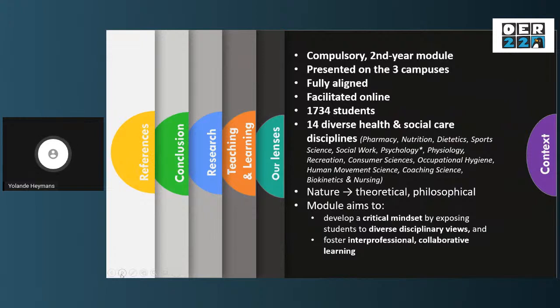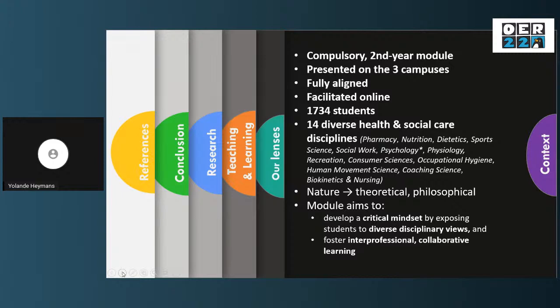So within this context, our university has about 58,000 students in all modes of delivery, and we have 3 campuses, one in Mafeking, which is in our province, one in Potchefstroom, that's where I am teaching, and then one in Gauteng, the Vaal Triangle campus. And I teach a compulsory second-year module. It is presented on the 3 campuses of the university. It is a fully aligned module, so the students get the same learning experience online, although they are enrolled on 3 different campuses and programs.